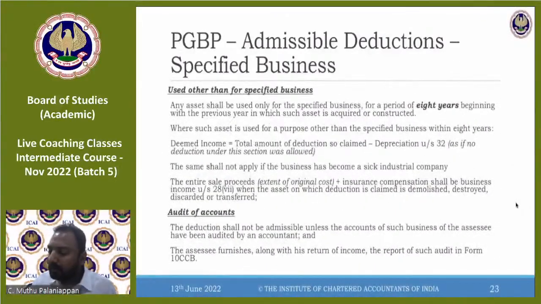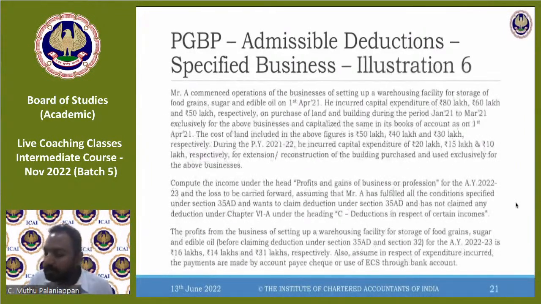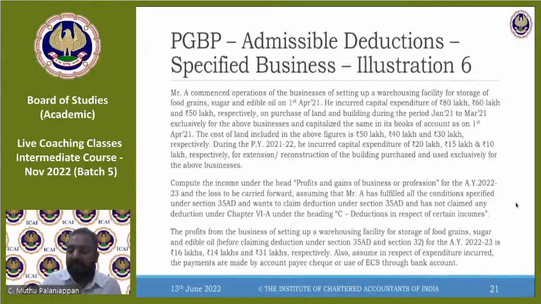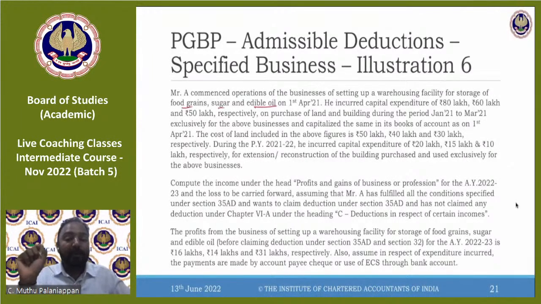Okay, I'll go through some of the. There are two illustrations, and then I'll go through this. So illustration 6 is basically Mr. A commenced operations for setting up a warehousing facility. Food grain is what? Agriculture produce. Sugar is ineligible. Edible oil warehouse is not eligible. Laying and operating pipeline for oil, crude only was allowed. Edible oil warehouse is not allowed. So edible oil is not an eligible business, on 1st April 2021.